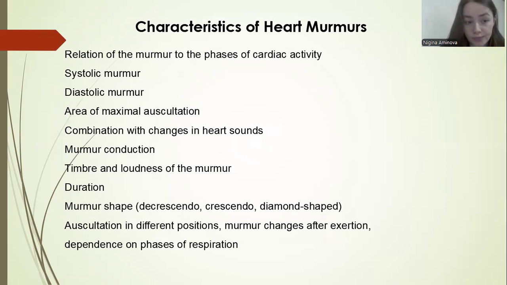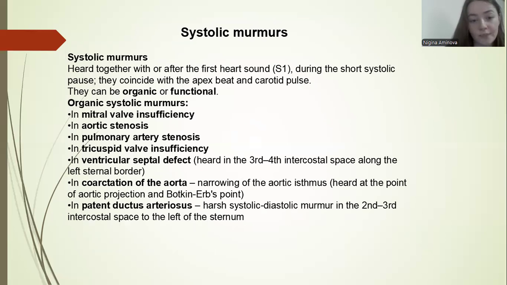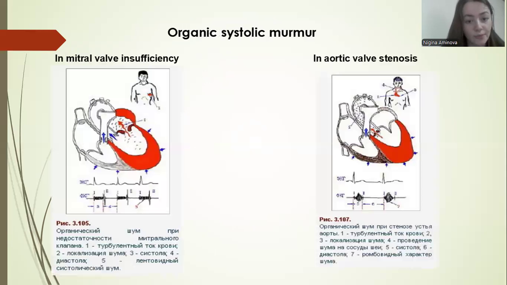Characteristics of heart murmurs. They can be systolic murmur, diastolic murmur, area of maximal auscultation, combination with changes in heart sounds, murmur conduction, etc. Systolic murmurs are heard together with or after the first heart sound during the short systolic pause. They coincide with the apex beat and carotid pulse. They can be organic and functional. Here you can see organic systolic murmur in the pictures.